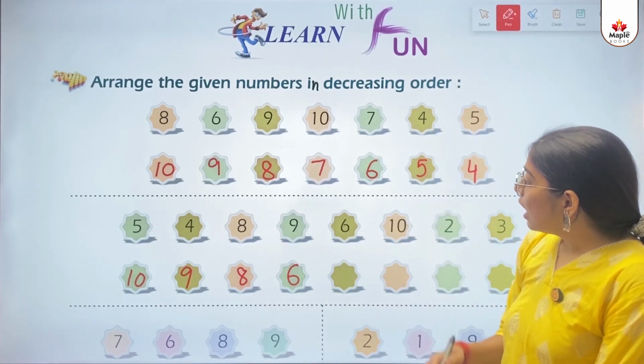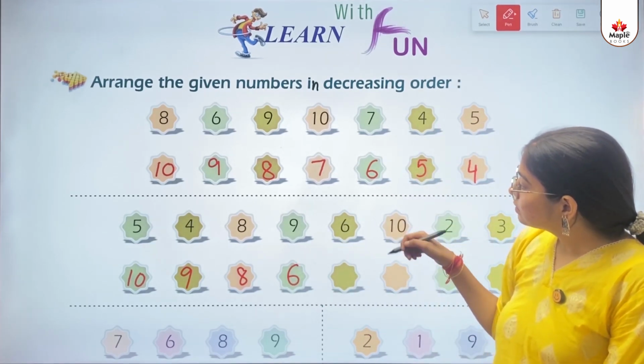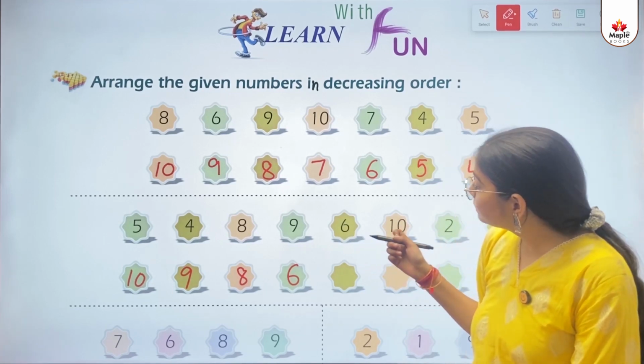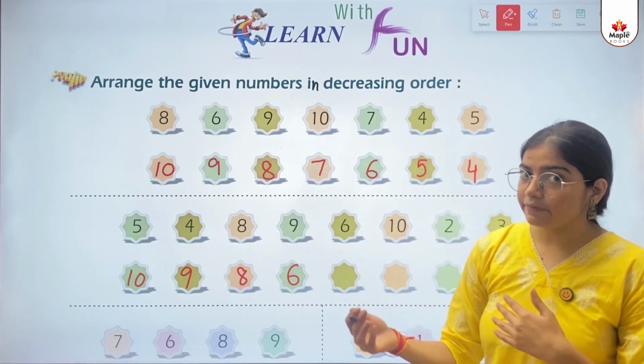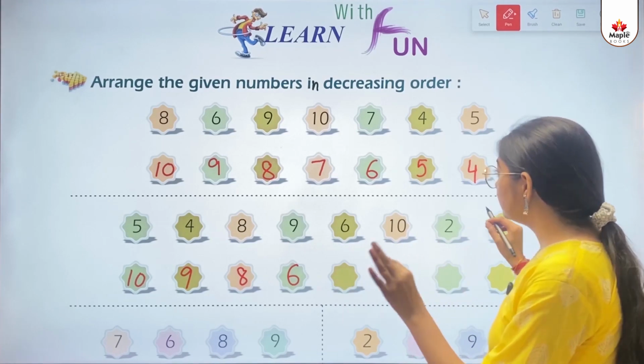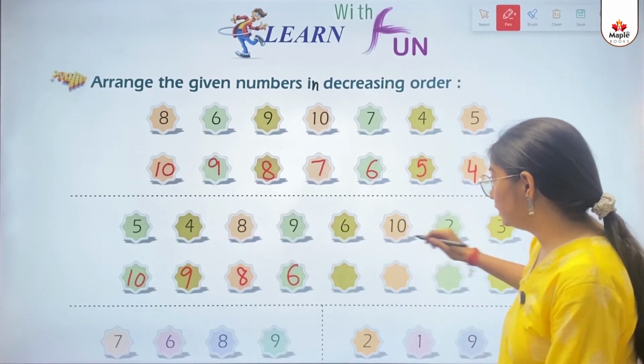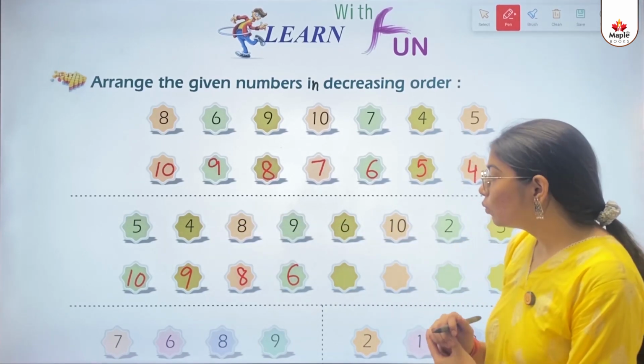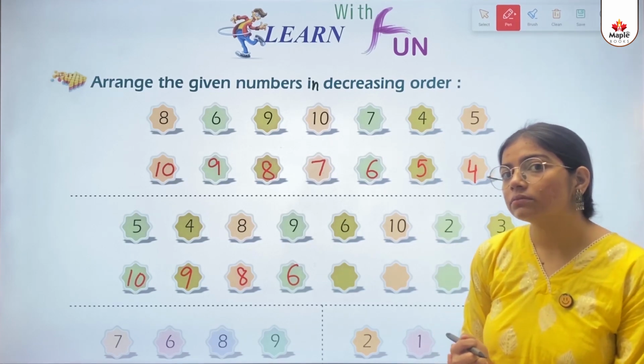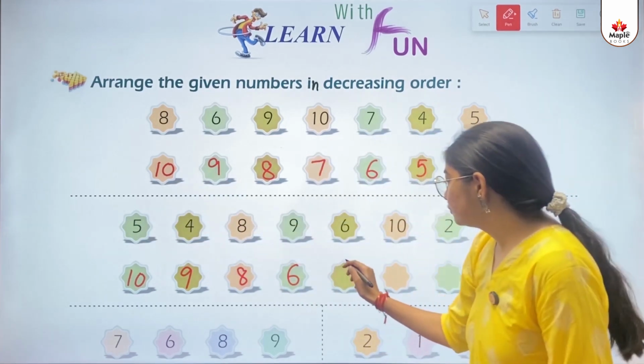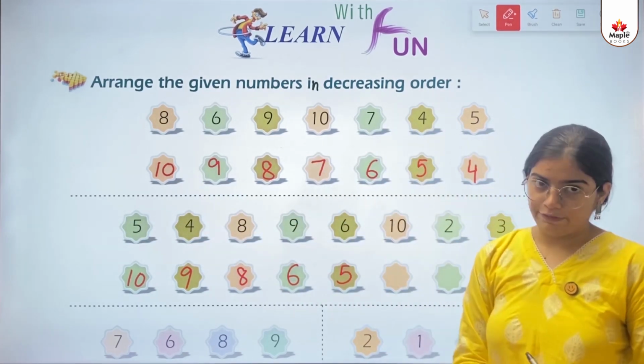Then 6. What comes after 6? 7. But there is not written 7. We will look at only these numbers. So, what is smaller than 6? 5. So, we will write here 5.